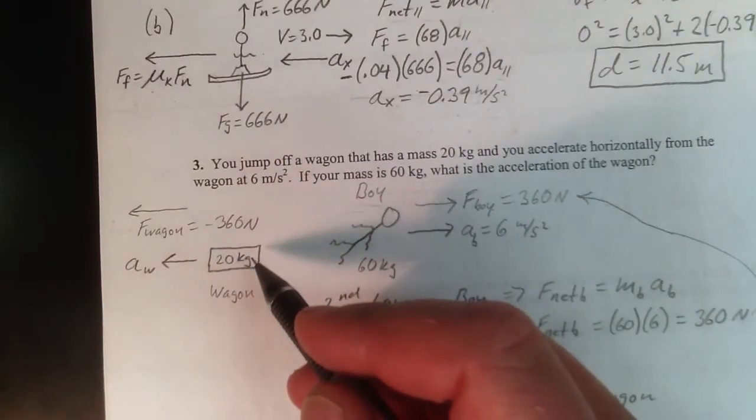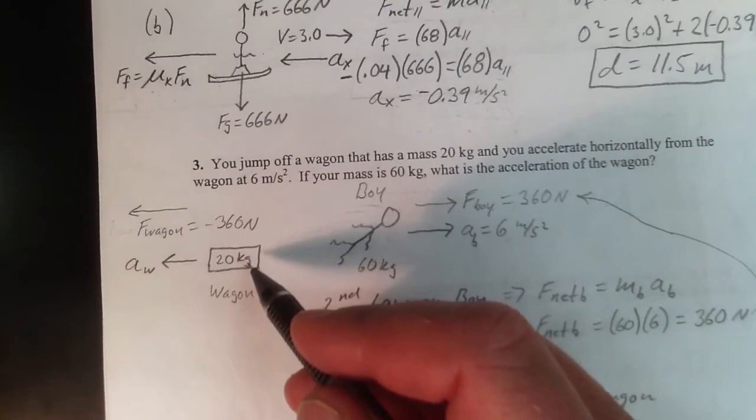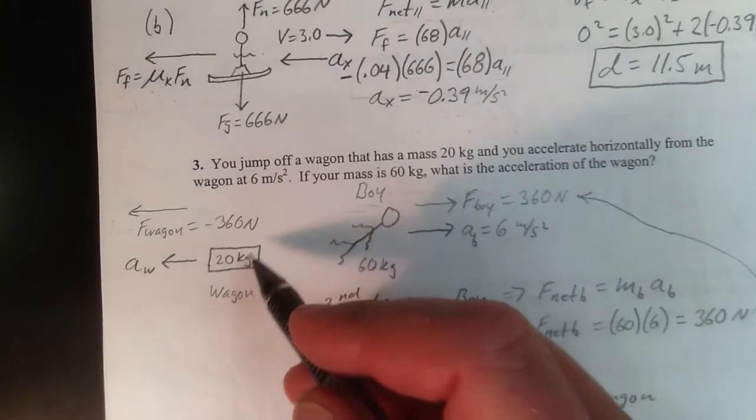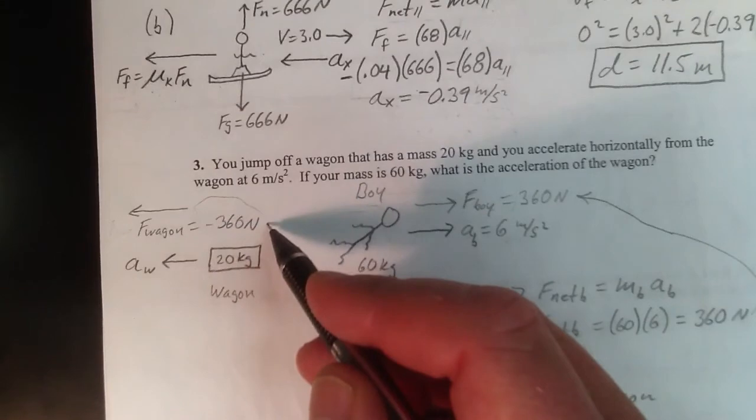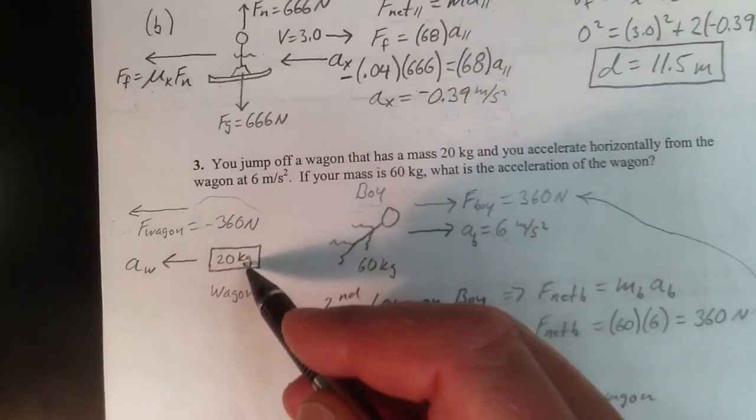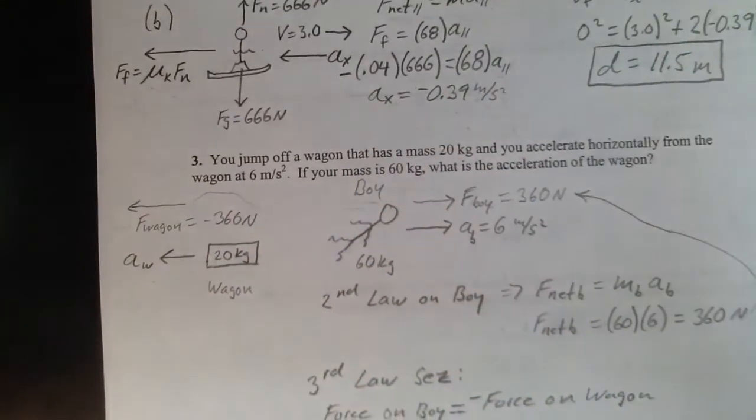So this is just like a tug-of-war problem, really, except I'm pushing instead of pulling. The principle is exactly the same. This amount of force is acting on the wagon. I know the mass of the wagon, therefore I can compute the acceleration of the wagon.